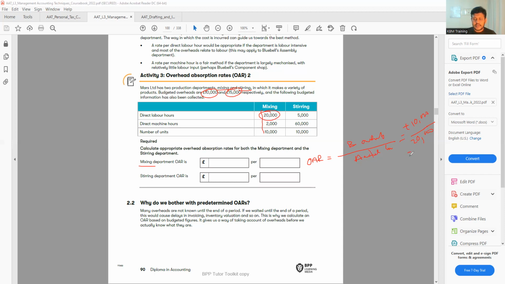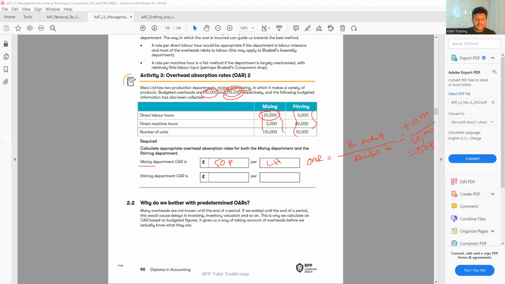So the overhead absorption rate will be how much? 10,000 divided by 20,000. So it will be 50 pence per labor hour. So our mixing department overhead rate will be 50 pence per labor hour. Why labor hour? Because the mixing department fully depends on labor hour. We use 20,000 labor hours. The same thing we'll do for the string department.